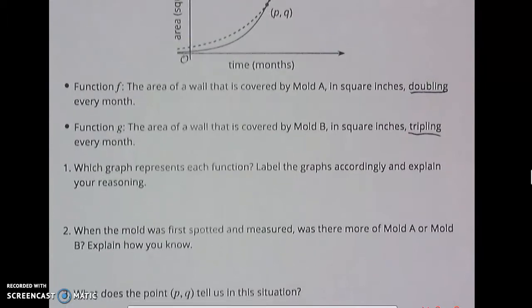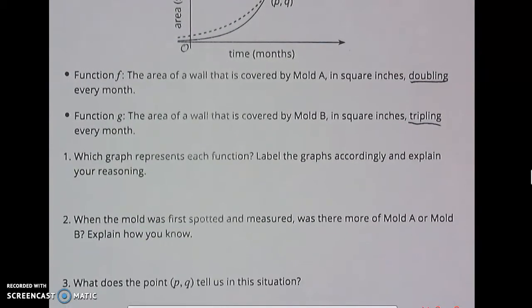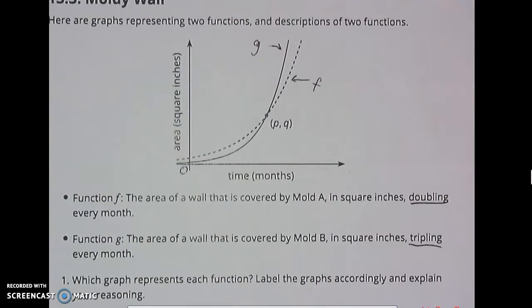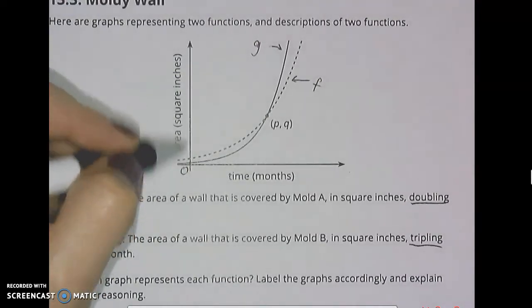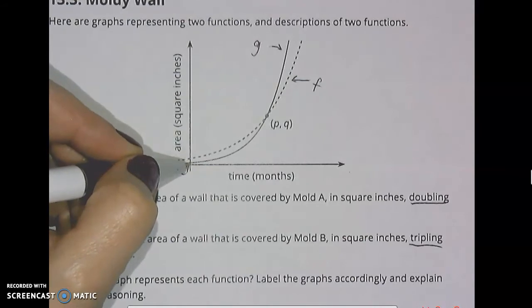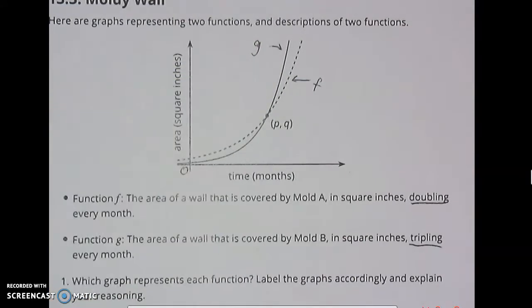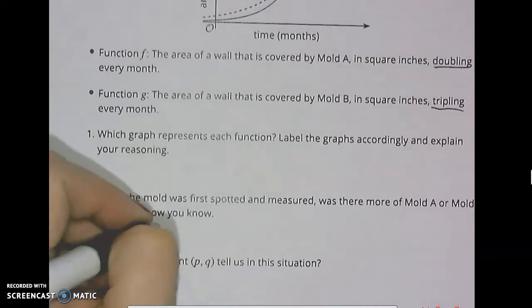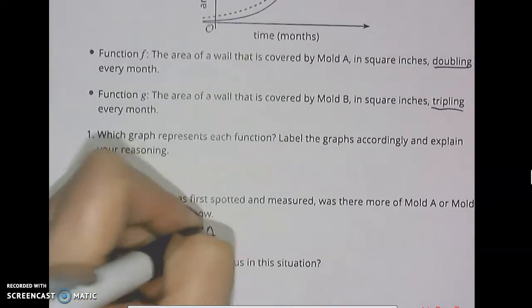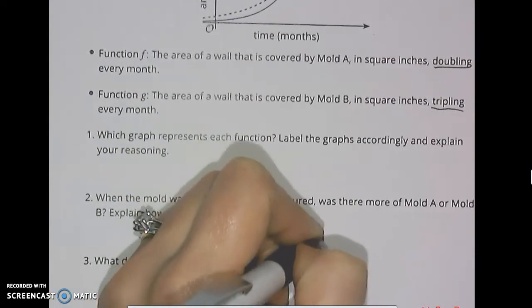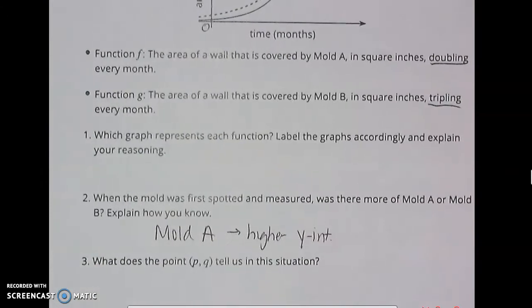All right, question number 2 says, when the mold was first spotted and measured, was there more of mold A or mold B? And explain how we know. So if we're looking at this, we're looking at from the beginning, when it was first spotted, which of these is higher? Well, function F is, and that represents mold A. Okay, so it has a higher y-intercept. That's how we know.